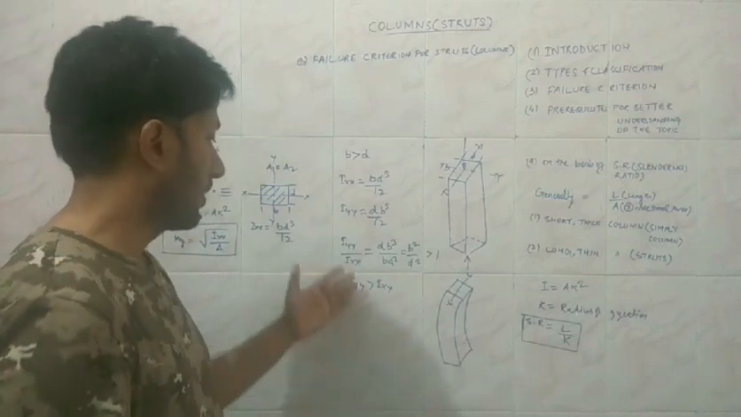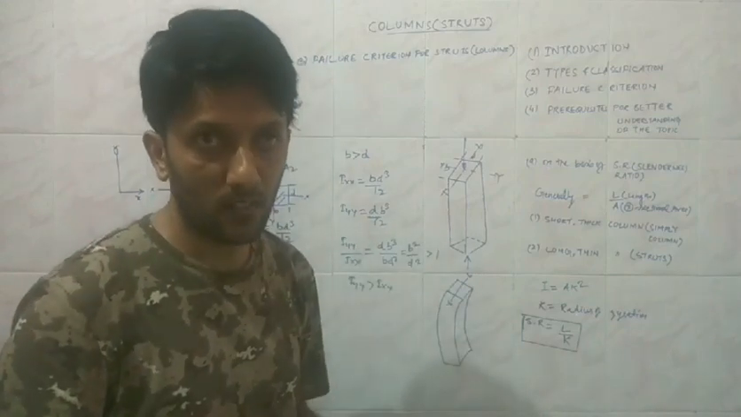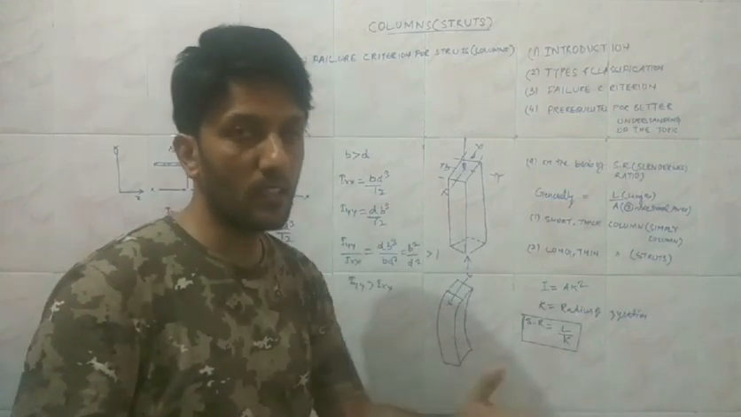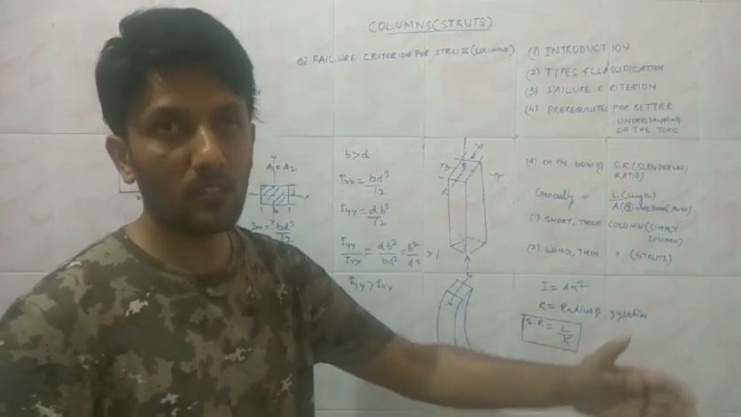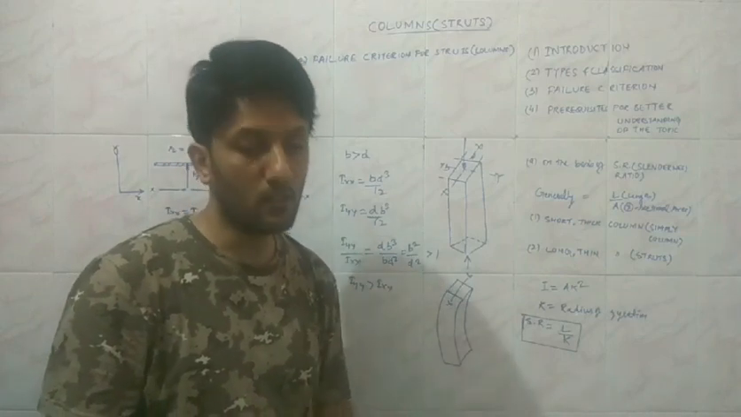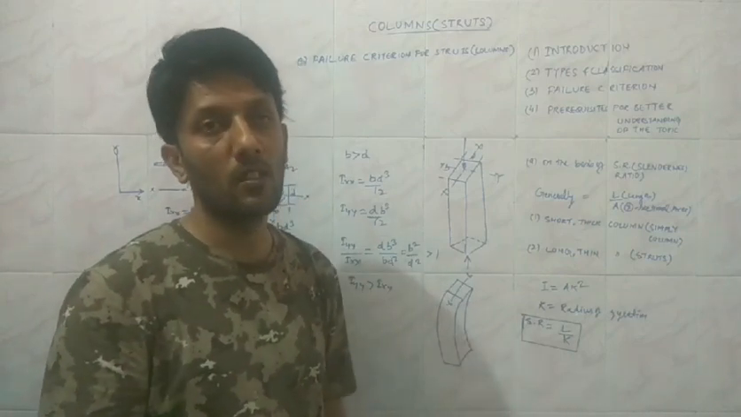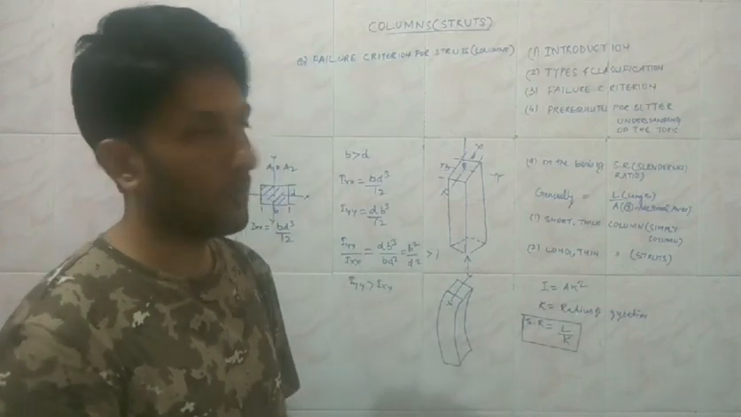So it depends about which axis the moment of inertia is greater, and the physical significance of the moment of inertia is how readily the area is distributed about the axis of rotation. If it is farther away from the axis of rotation, it is going to provide more resistance to the bending. If it is closer to the axis of rotation, then it is going to provide lesser resistance, and about that axis it is going to bend.